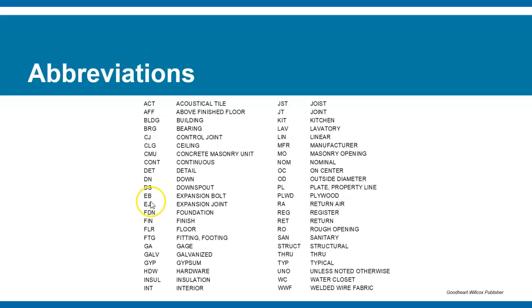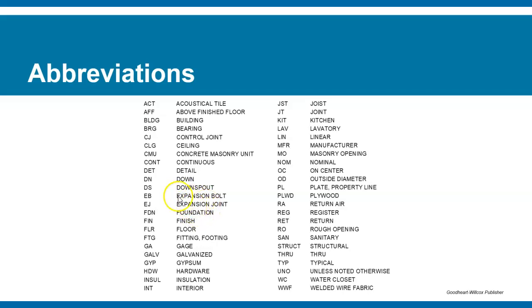EB could be expansion bolt. Maybe we're looking at a detail that shows me a bolt that expands in a hole. EJ, an expansion joint. Now, anytime I see EJ, it doesn't necessarily mean expansion joint. I'd have to go to this list of abbreviations on the page somewhere, noted somewhere, to tell me what EJ looks like. So when I see a drawing that says EB and EJ on a detail, what does that mean?